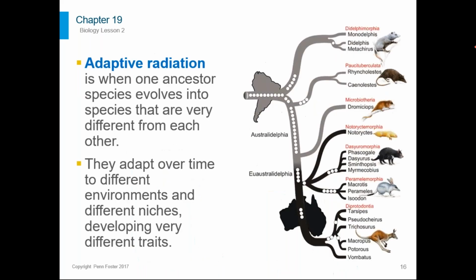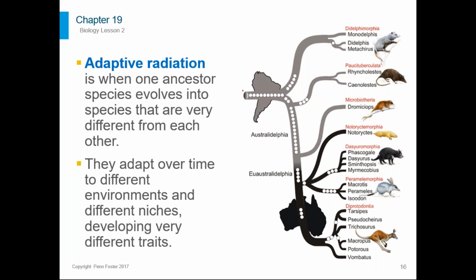Adaptive radiation is when one ancestor species evolves into species that are very different from each other. Okay, and we see this all over the world. You've got species that have adapted over time to different environments and different niches, which means they have to develop very different traits. So a good example of this is marsupials.